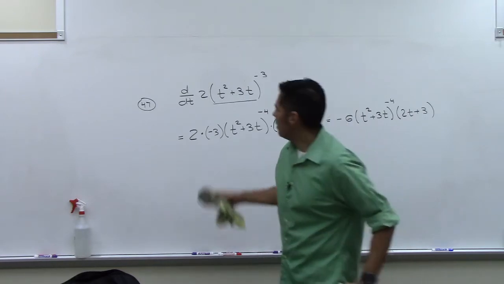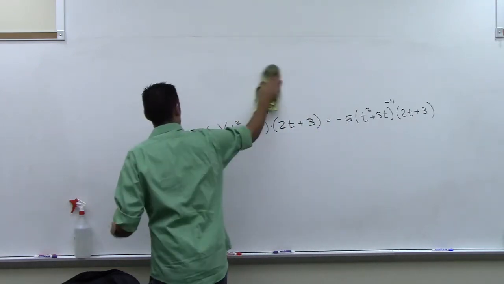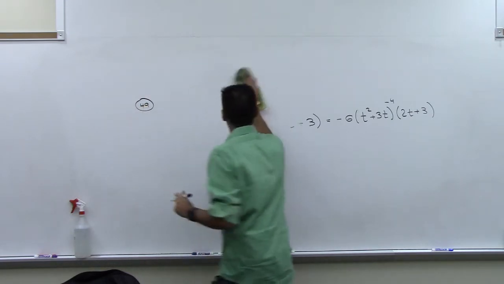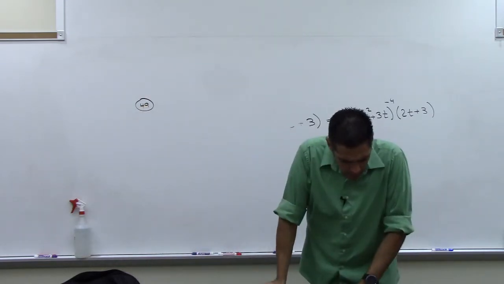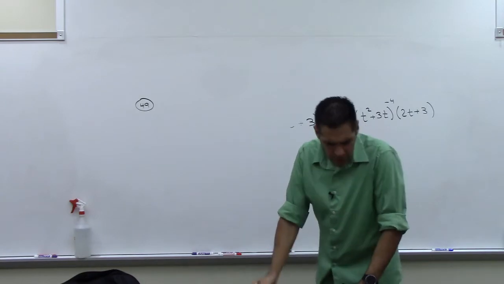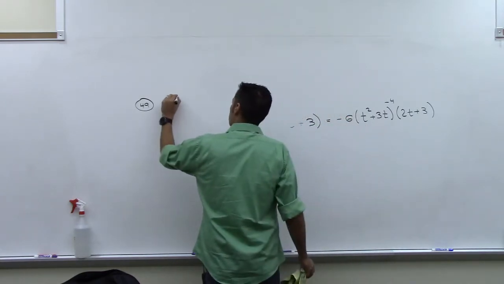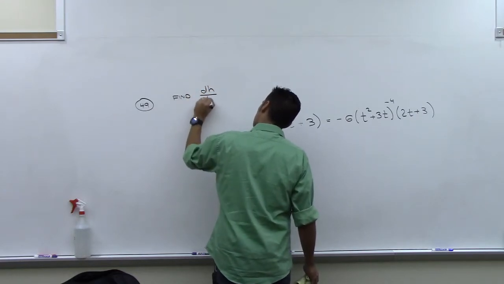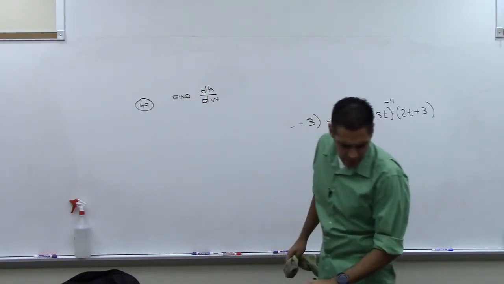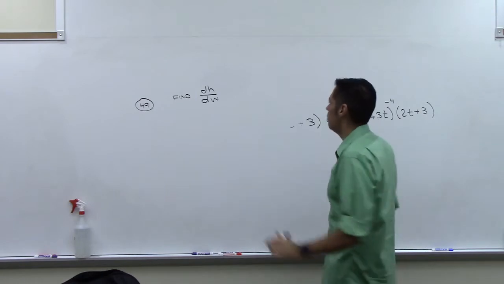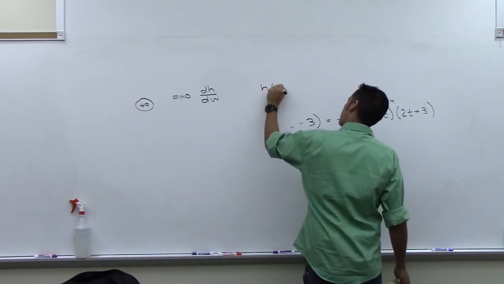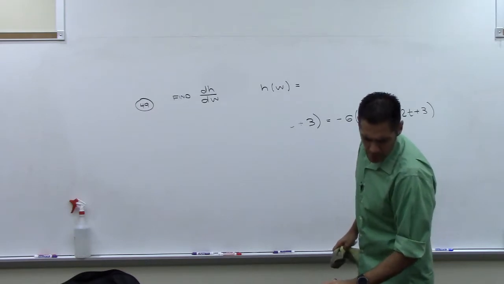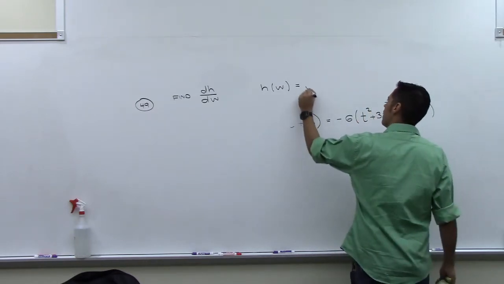All right, number 49. They want us to find dH/dW, and they give us that h of w equals square root of w squared plus 8.